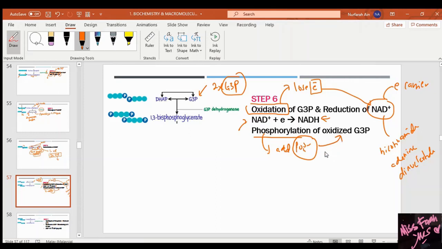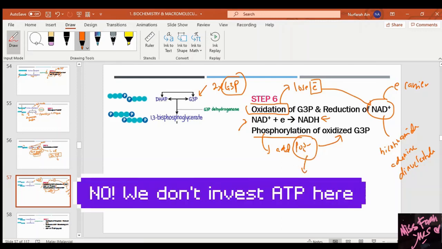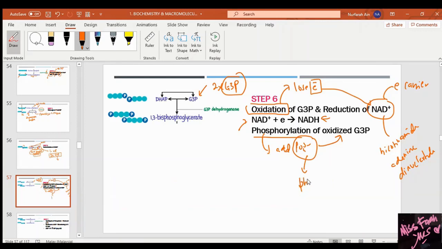Now the question is, I told you that the first until the fifth steps are energy investment, but from step 6 until step 10, those are energy releasing or energy payback. But now we are adding a phosphate group. Do we have to use our own ATP again? No. We do not get this phosphate group from our own ATP reservoir. We get it from the phosphate ion itself. So we simply take a phosphate ion and add it to G3P.